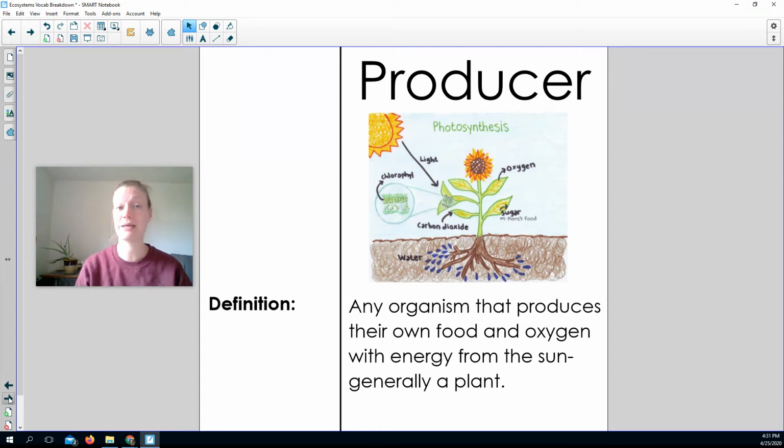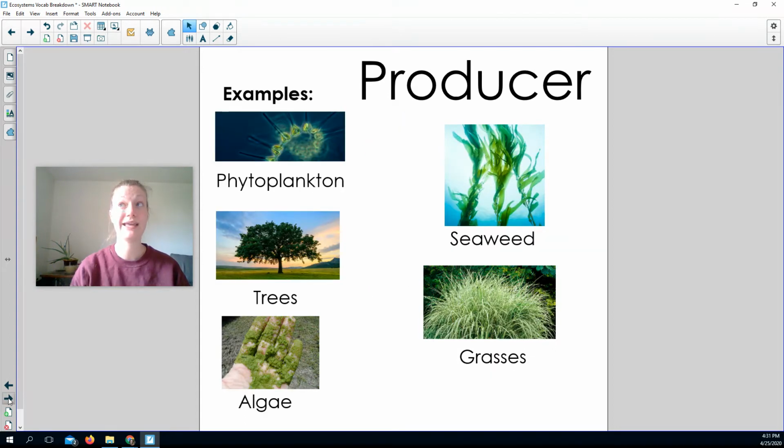Generally, these are plants, but not always, and we'll see a little bit more about that when we do examples. Here are some examples of producers. Of course, trees and grasses are on here as they're both examples of plants. However, there are some other small things that can create their own food. Algae will form in a more wet environment, often like water or the ocean. Algae is a producer, and you can tell that it is kind of plant-like because of its green color.